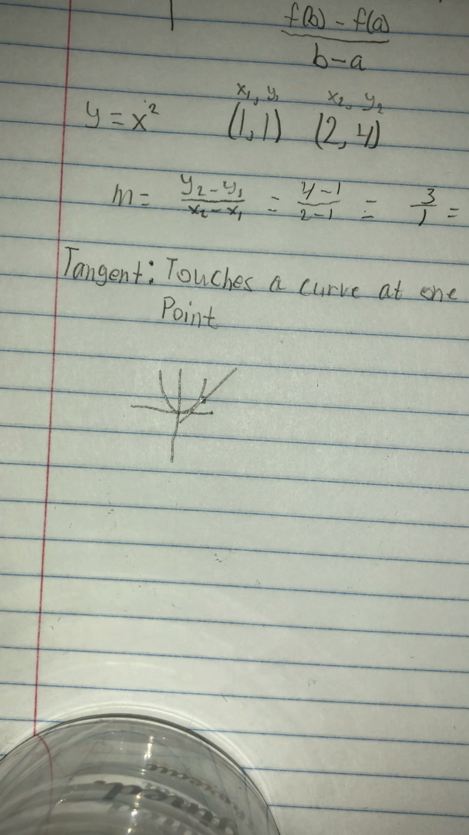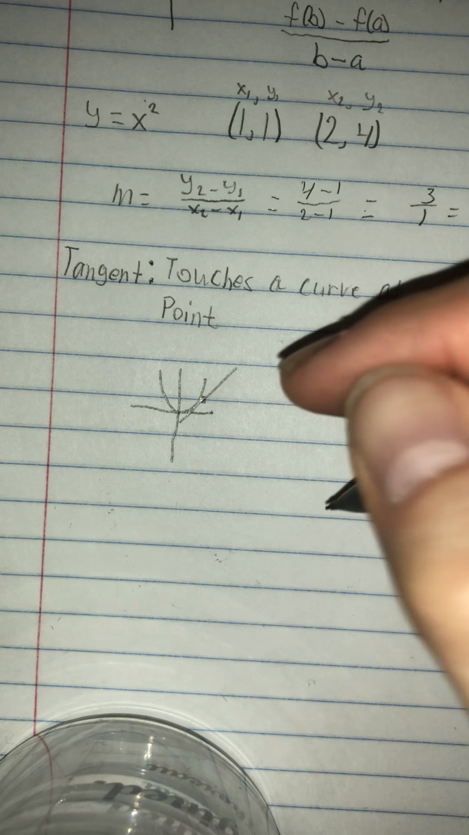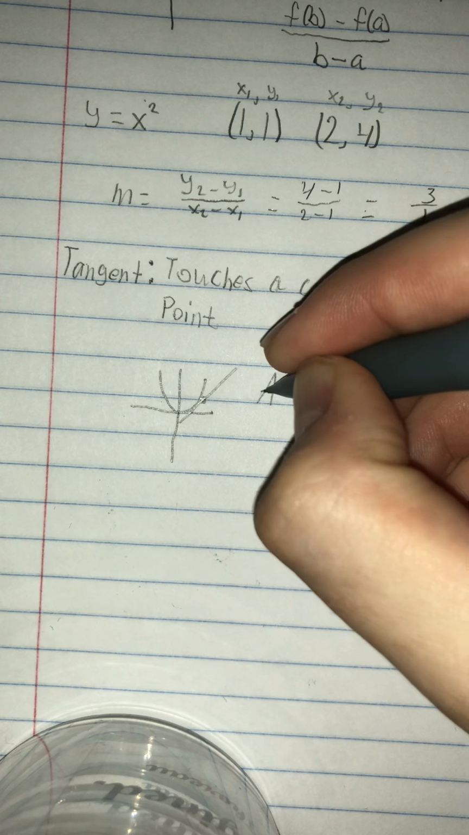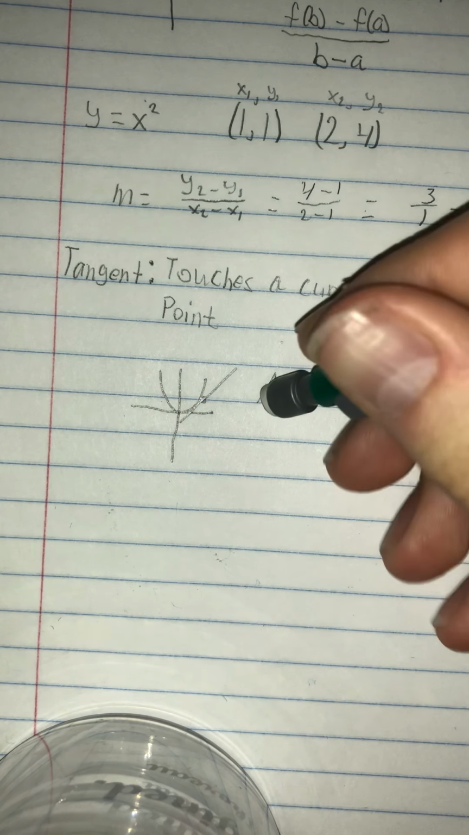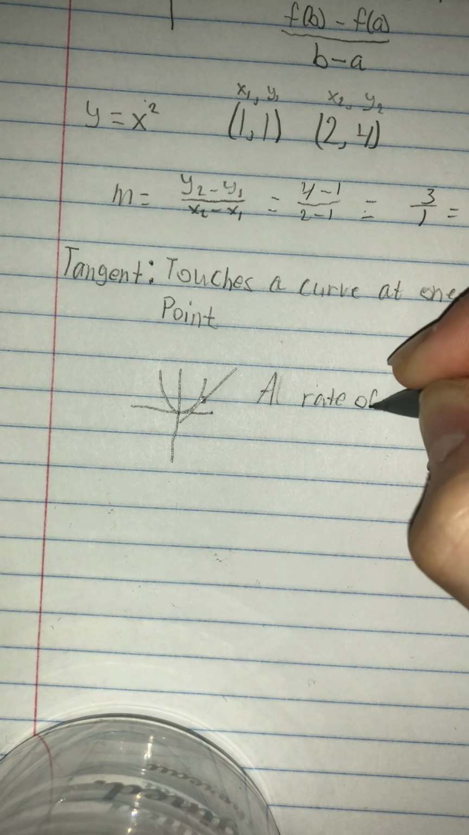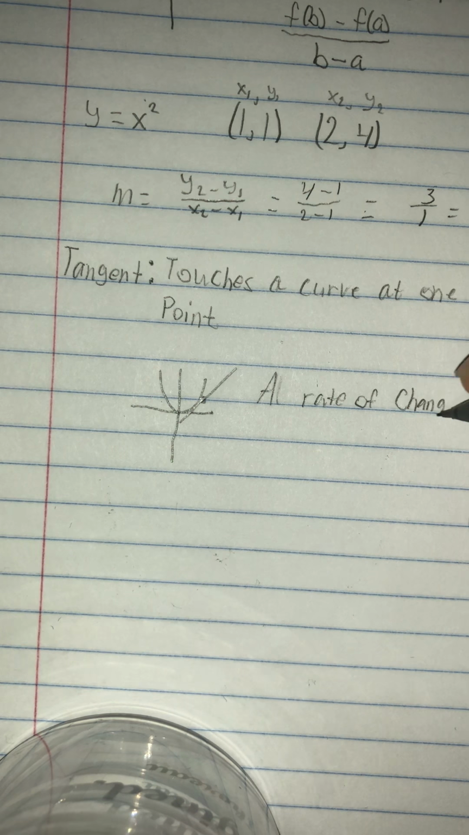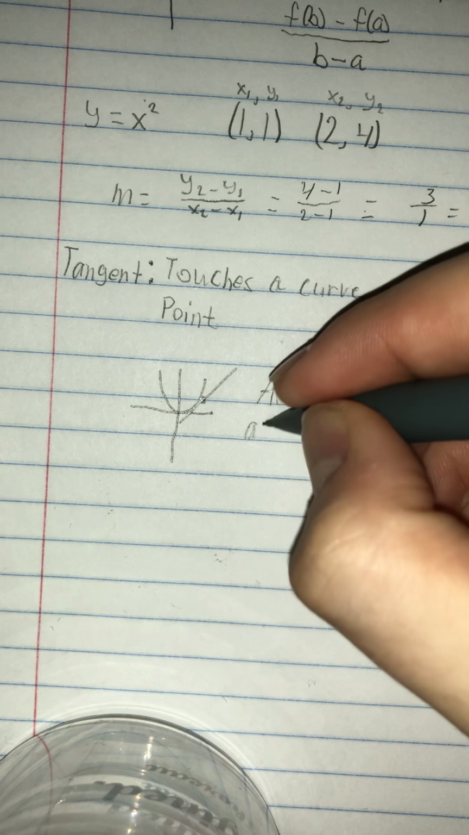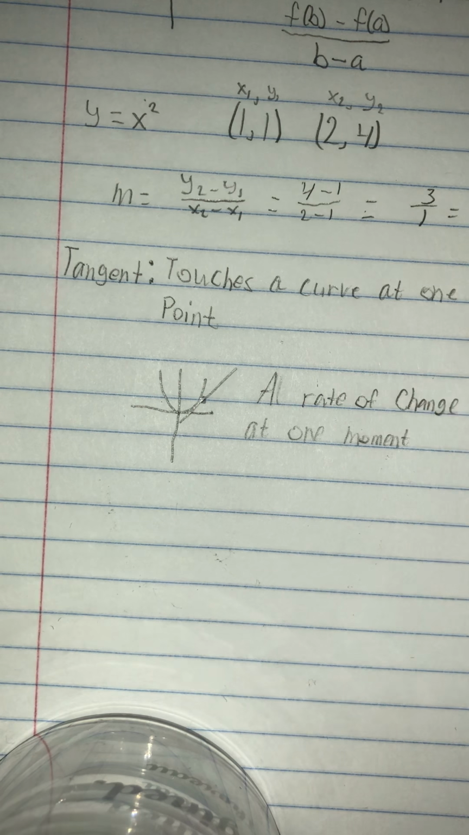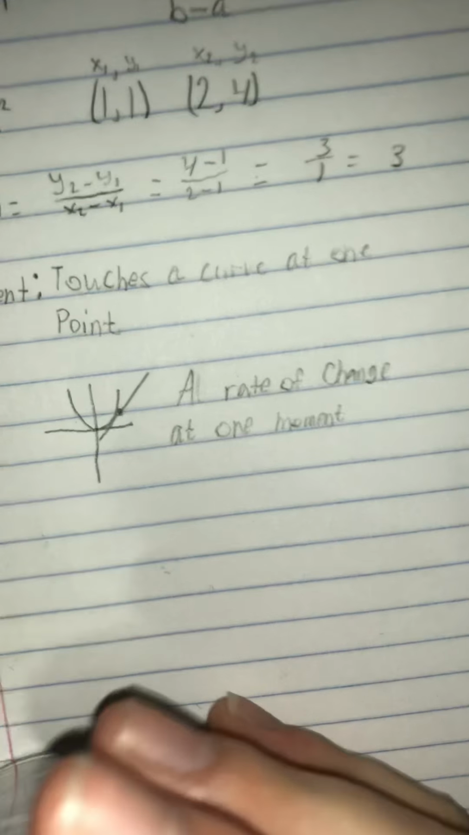So the tangent line is, I don't want to use the word instantaneous rate of change because it's technically not. It's a rate of change at one moment. At one moment, there's some rate of change. That's going to be pretty big, and let's demonstrate. Sorry about that, I have my phone propped up. Let me give you an example really quick.